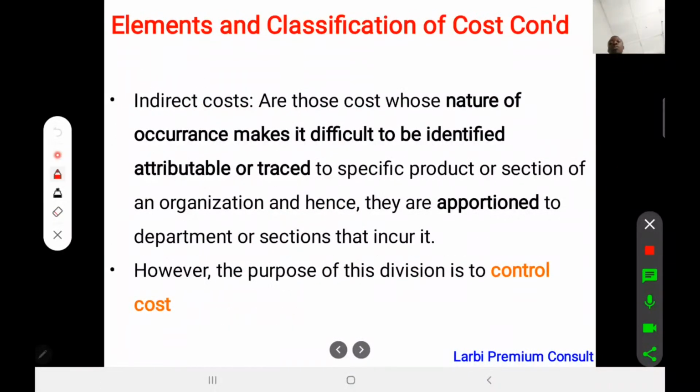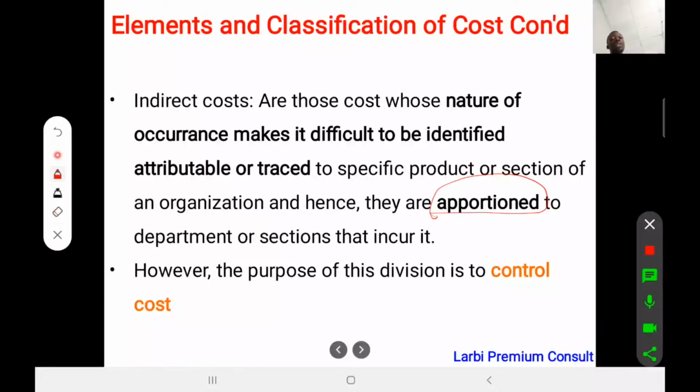And we also have the indirect, as I've indicated. For such costs, we apportion it. I think I made mention of this, right? Because we are saying that these are costs whose nature of occurrence makes it difficult to identify, attribute, or trace them to a specific product or section of an organization.